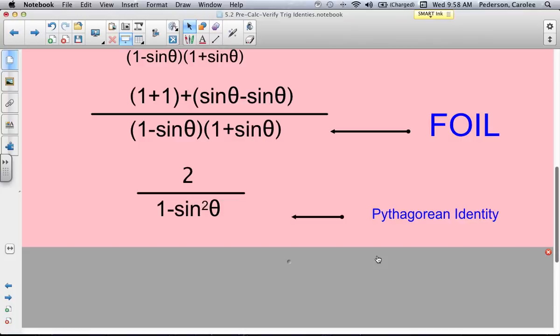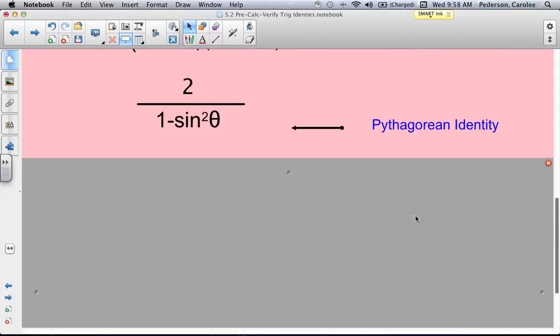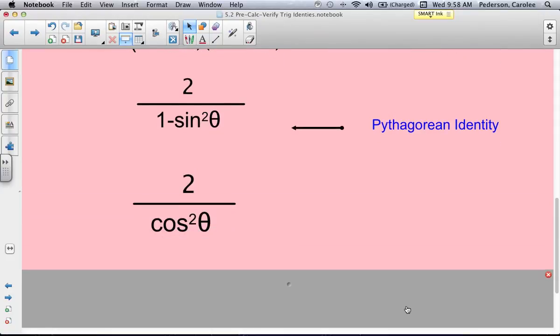Which 1 plus 1 is 2, and then we said the sine of thetas cancel out. And then when you FOIL those, it's kind of like the difference of two squares, the middle terms cancel out if it's factored form. So when we FOIL that out, we get 1 minus sine squared of theta. And then in the blue writing there, 1 minus sine squared of theta is cosine squared of theta. It's a Pythagorean identity. And then 2 over cosine squared of theta.